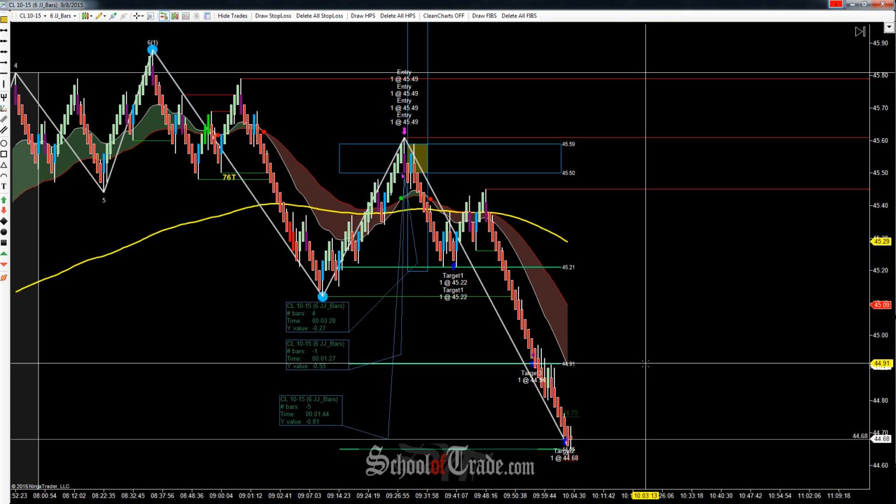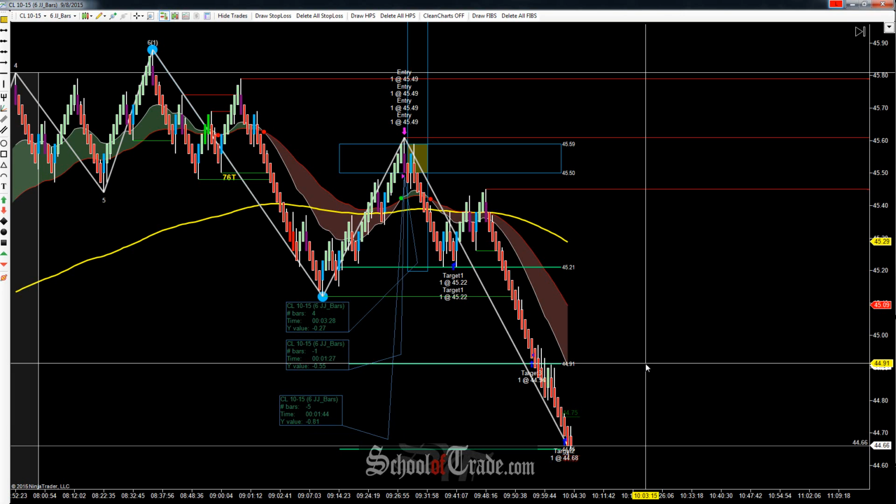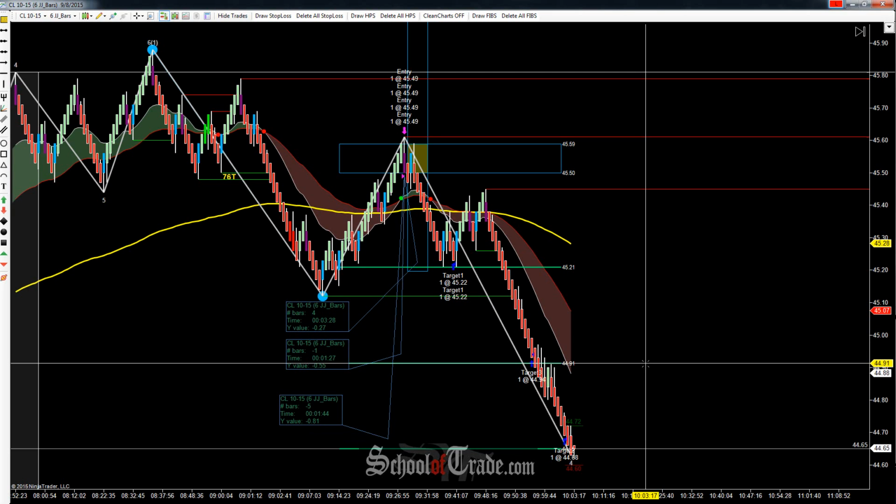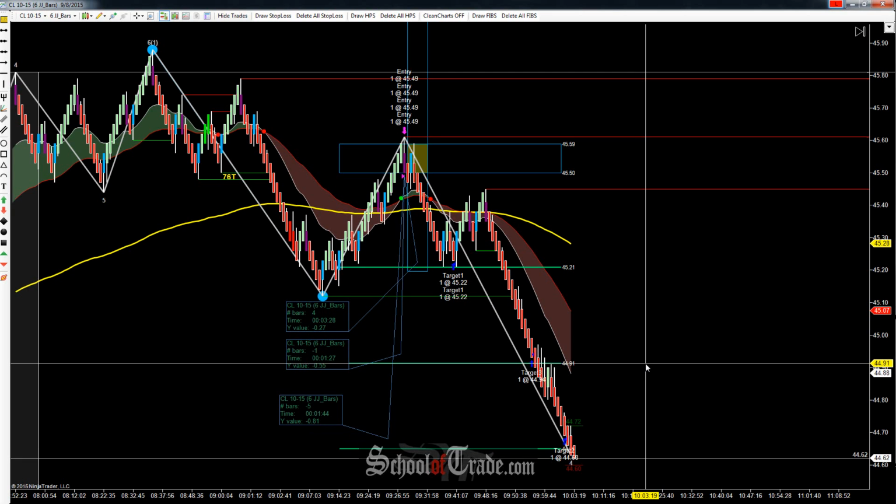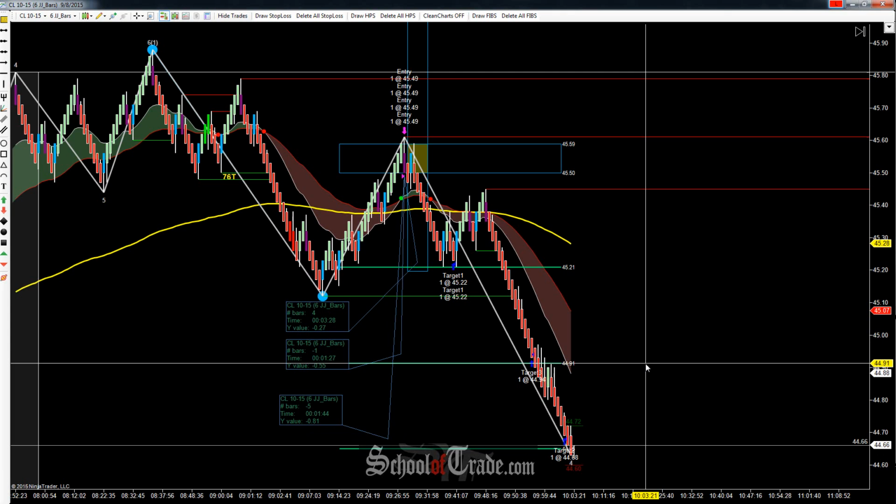You can't ask for a much better setup than that, especially coming back from a long holiday weekend, starting it out with a big old push down, 190 ticks to the downside. That's $1,900 on only 4 contracts. So great wave pattern short.